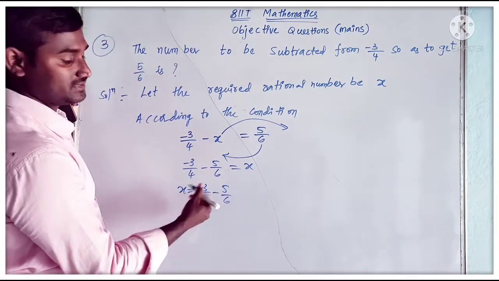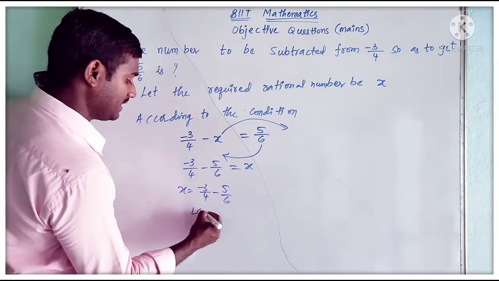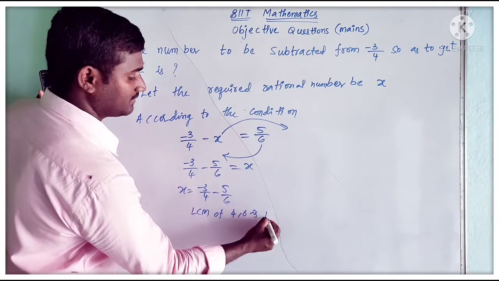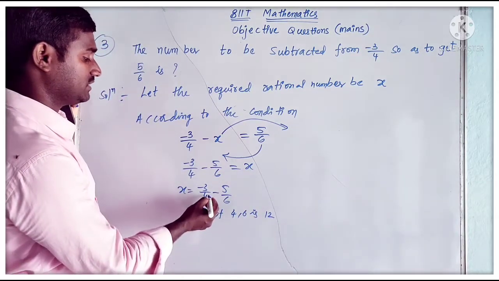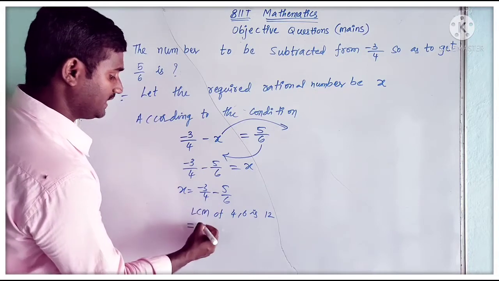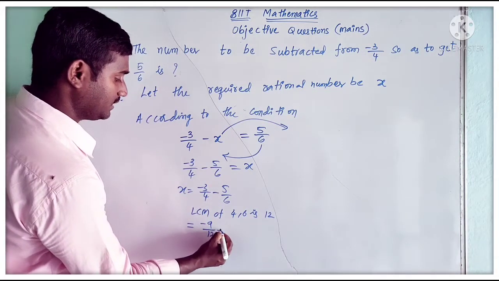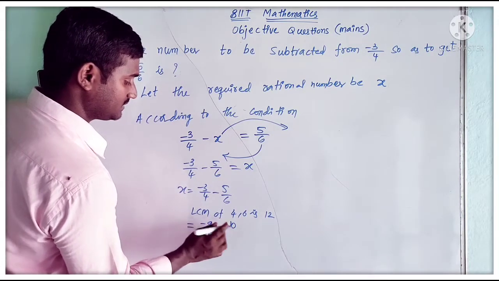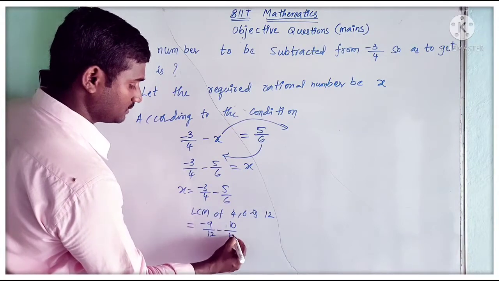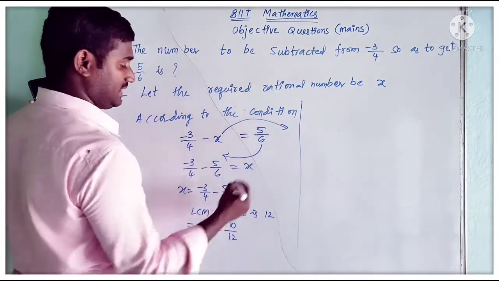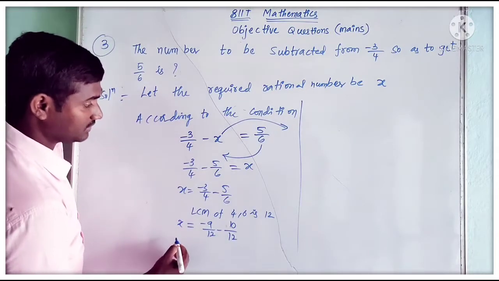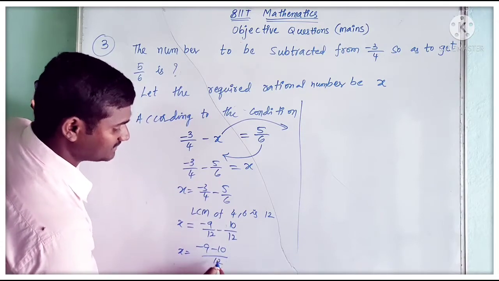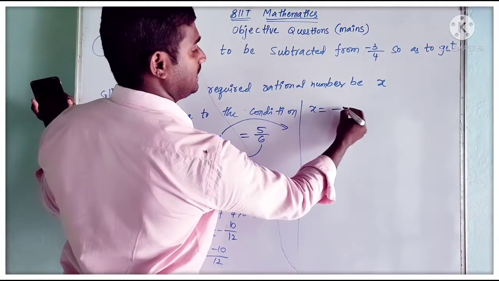Different denominators means LCM. LCM of 4, 6 is 12. To get 12, 4 into 3, and 6 into 2. So minus 9 by 12 and minus 5 into 2, so 10 by 12. So both have the same denominator. So x is equal to minus 9 minus 10 by 12, minus 9 minus 10, minus 19 by 12.